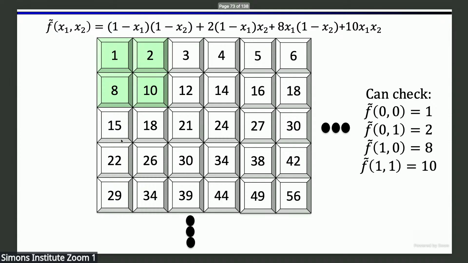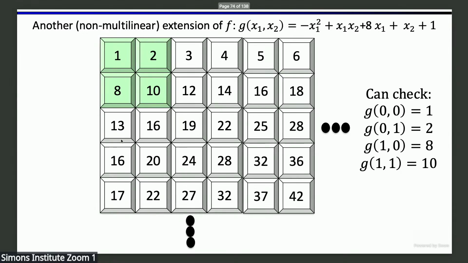Here's another extension that is not multilinear. So any function whose domain is {0,1}^L has many extensions, but exactly one of those extensions is multilinear. Questions about this?